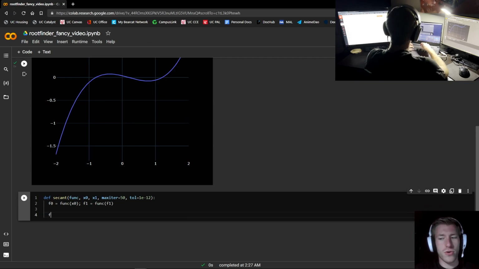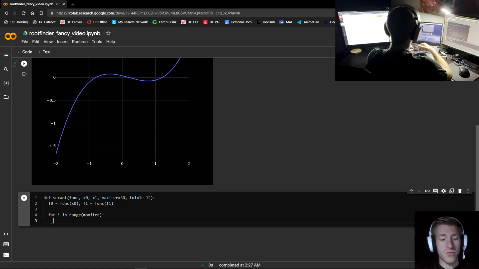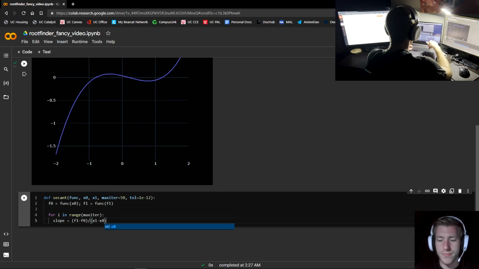So I'm going to do a for loop. For i in range(max_iter). Well, first thing we're going to do is calculate the slope. So the slope is going to be equal to (f1 minus f0) divided by (x1 minus x0).